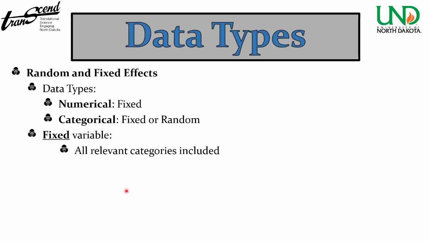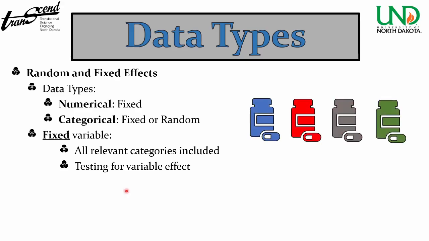But a fixed variable is essentially when you have a categorical variable where all relevant categories are included, and you typically are testing for the effect of that variable. A good example of this in, say, a clinical setting is treatment. You have 4 different treatments, maybe 3 different drugs and 1 control. All the relevant categories are included, and you actually care about the effect of treatment on, say, some sort of outcome. Whereas a random variable is not that.